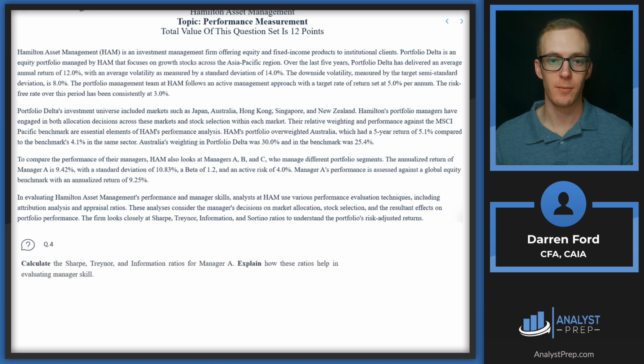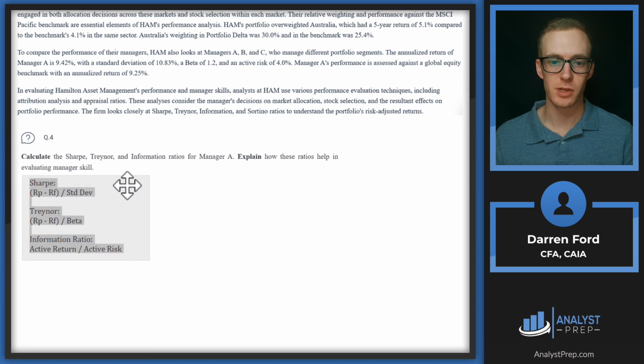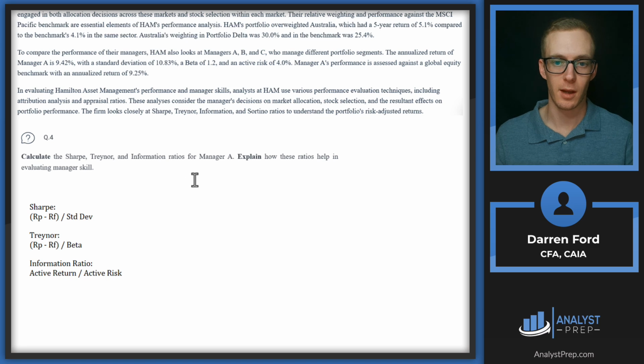Question 4. Calculate the Sharpe, Treynor, and information ratios for manager A and explain how these ratios help in evaluating manager skill. So I'm going to pull those formulas in right now. Like we mentioned earlier, if you know the formulas right off the top, it's always good to write them out right in the beginning so you have them as you're going through the reading.